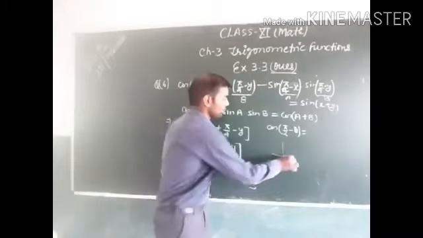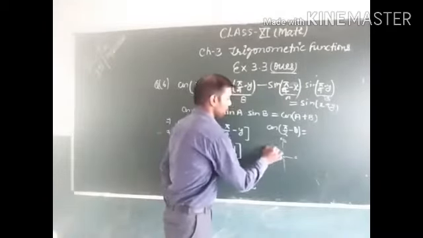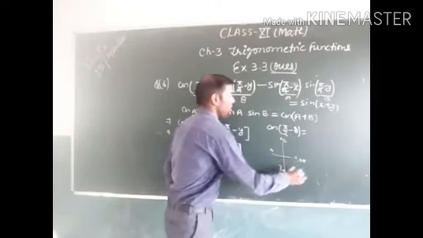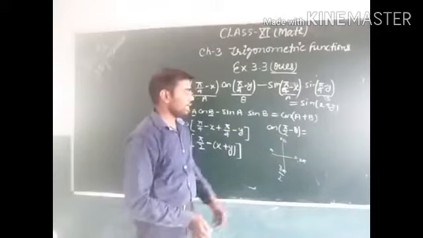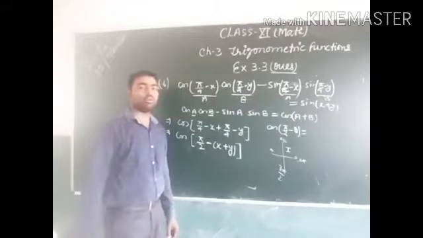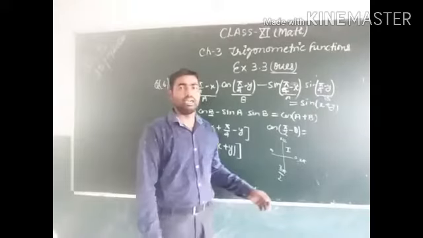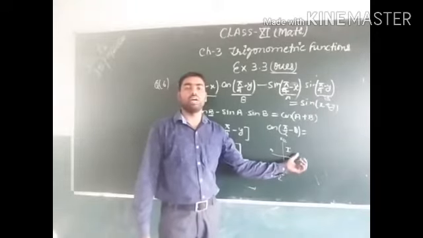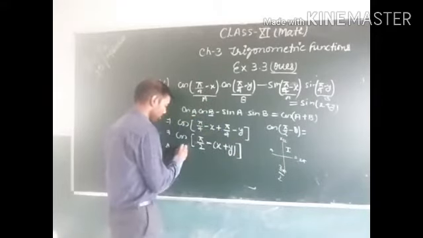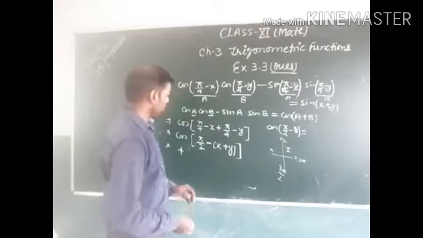Pi by 2, this is 0, this is pi by 2, this is pi, this is 3 pi by 2, and this is 2 pi. So pi by 2 minus theta means this is the first quadrant, and in the first quadrant all trigonometric ratios are positive. So this is positive, it means this is plus.